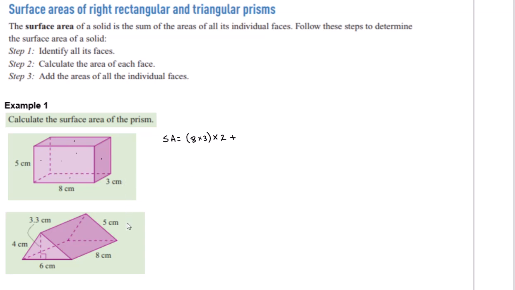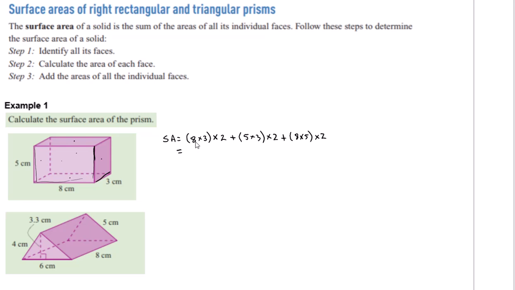Let's do the left and right hand sides. So width is 3, height is 5, so again in brackets 5 times 3, and how many of them are there? There's 2. And let's do the front and the back. Well, the front is 5 by 8, so we're going to write 8 by 5 multiplied by 2, because we've got the back one as well. And that's essentially it. We just need to work it all out.